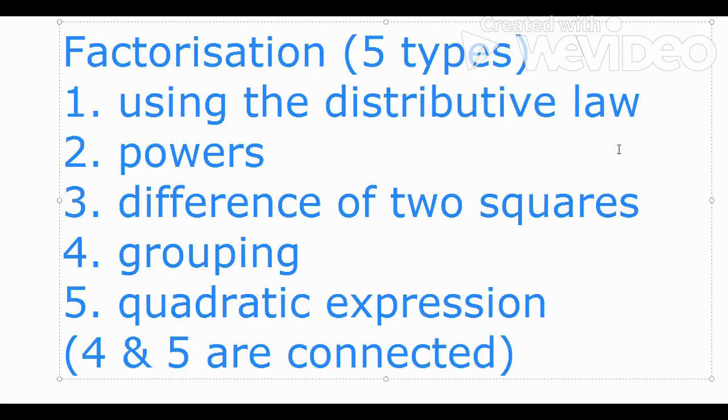Alright, so we have 5 types of factorization.